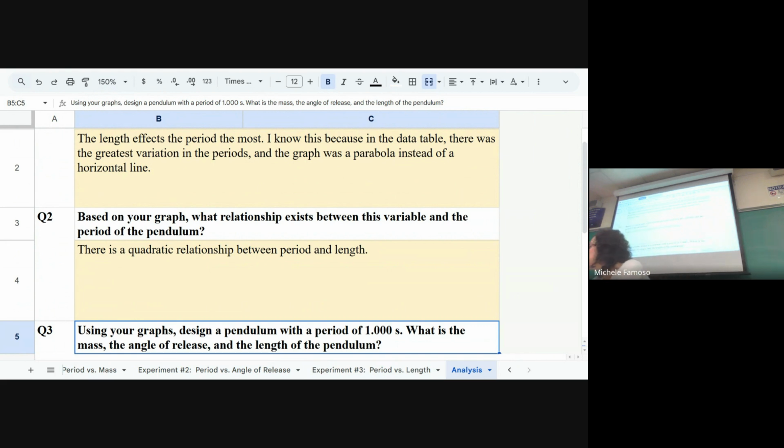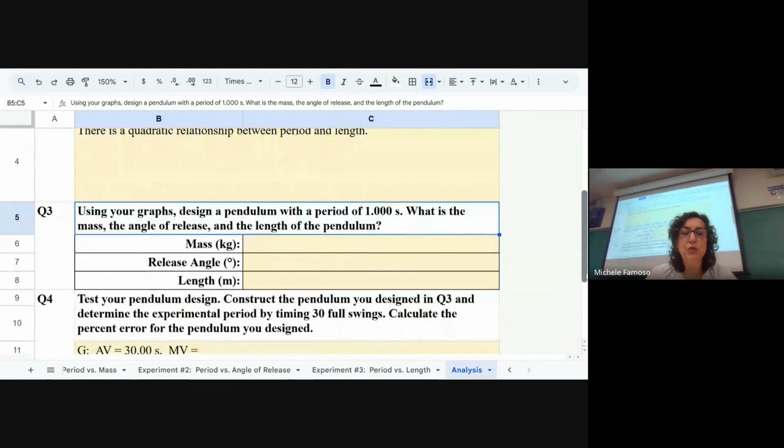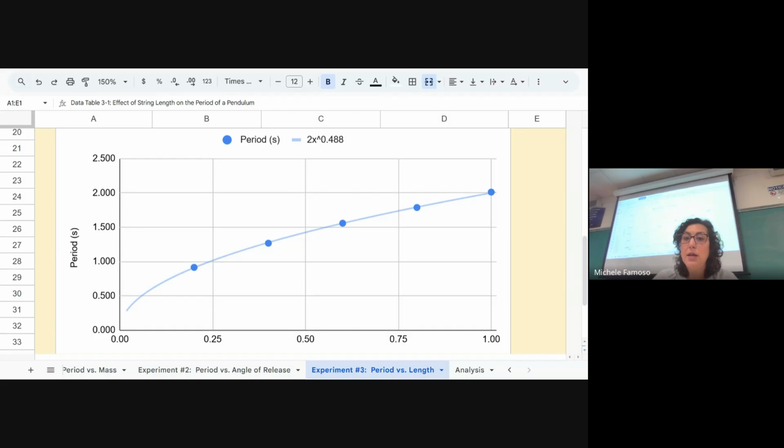Okay, question 3 is going to require a little bit of modification to your graph. So let's talk about that. You ready? Okay. Question 3 is asking us to use the graphs to make a pendulum that has a period of exactly 1 second. Exactly 1 second, 1.000 seconds. In other words, I want to know what mass would you be putting at the end of the pendulum, what angle, and what length. To do this, because you said it's the length which is determining the period, you're going to have to look at your graph of period versus length, the one from experiment 3.